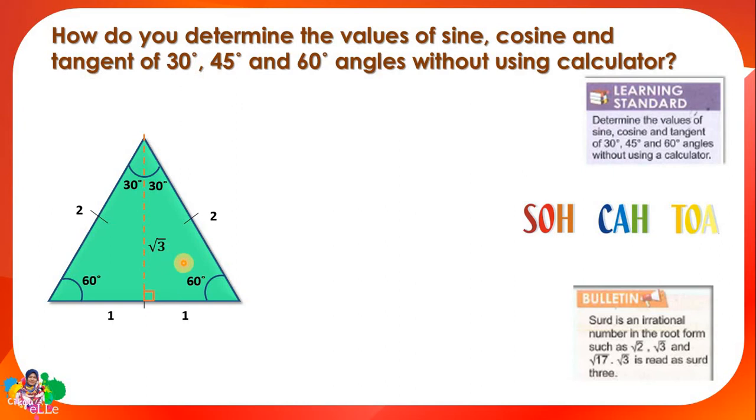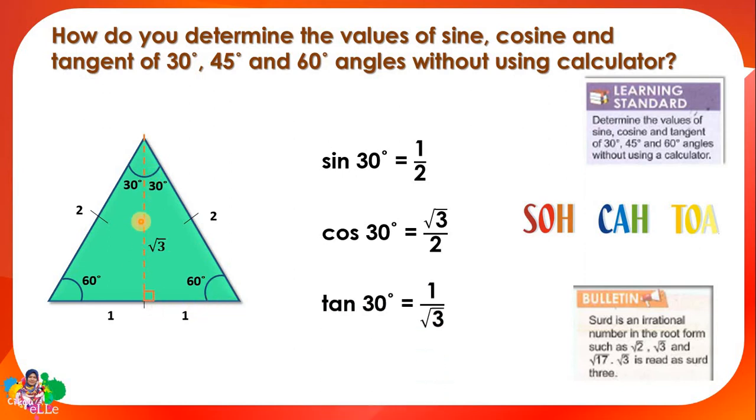Now, can you find the value of sine, cosine and tangent for 30 degrees? So, you refer to this angle to find sine 30. Sine is opposite, which is 1, over hypotenuse, which is 2. So sine 30 is 1 over 2. Cos 30 is adjacent over hypotenuse. Therefore, cos 30 is square root 3 over 2. And tangent 30 is 1 over square root 3.